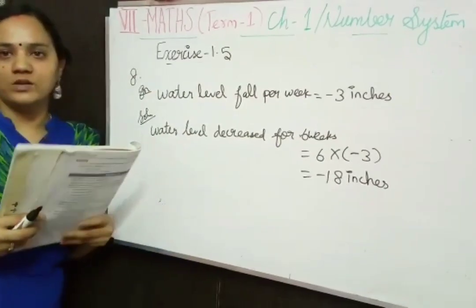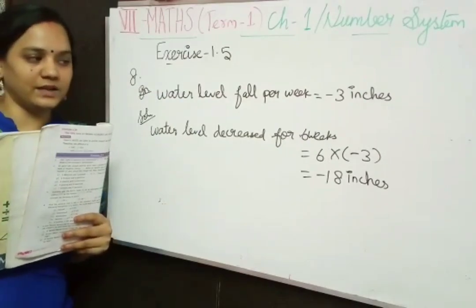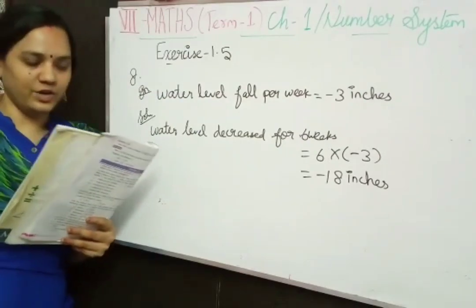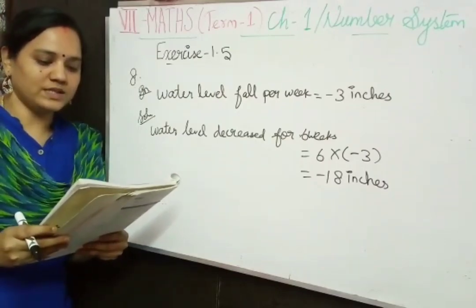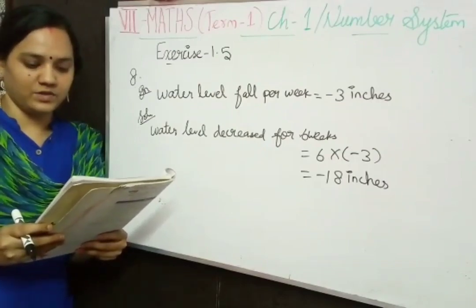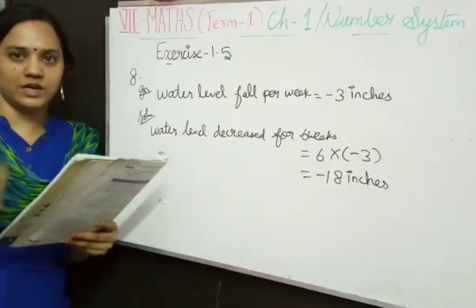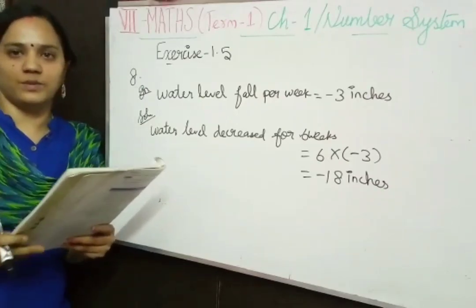Consecutive weeks. What is meant by consecutive? Consecutive means one after another. Okay? In the successive weeks, what is it doing? It is reducing. So when it reduces consecutively, they are asking what is the change for 6 weeks. So after reducing for 6 weeks, how much of water will be reduced, they are asking.